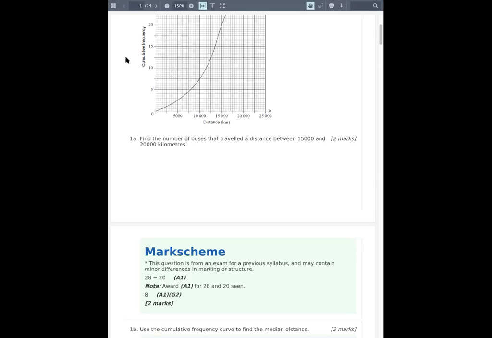Okay, since there are 1, 2, 3, 4, 5, 6 boxes, you would do 6 times 0.5, which is 3. So 25 plus 3 is 28. So you would be doing 28 minus 20, which is 8. So there would be 8 buses that traveled a distance between 15,000 and 20,000 kilometers.